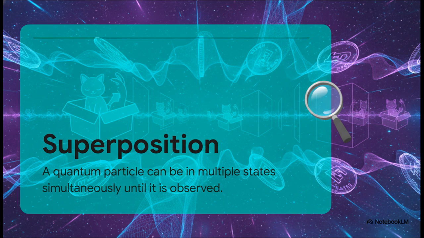The classic way to think about this, of course, is Schrödinger's cat. You've probably heard of it. A cat in a sealed box with a radioactive atom is considered to be both alive and dead simultaneously. It's existing in overlapping possibilities, right up until you open the box and look inside.